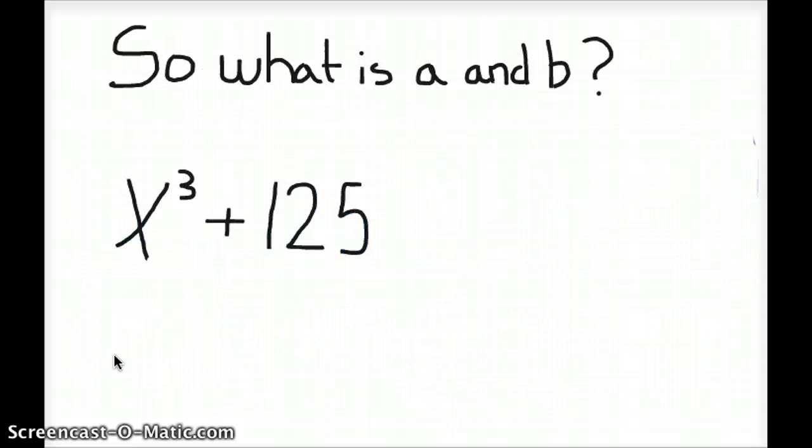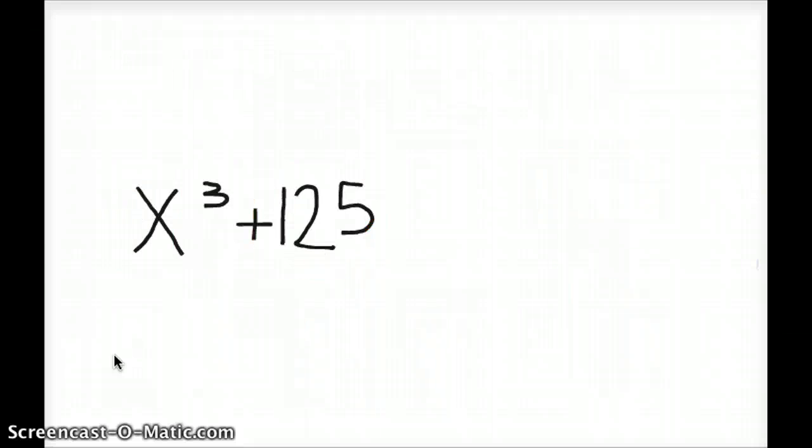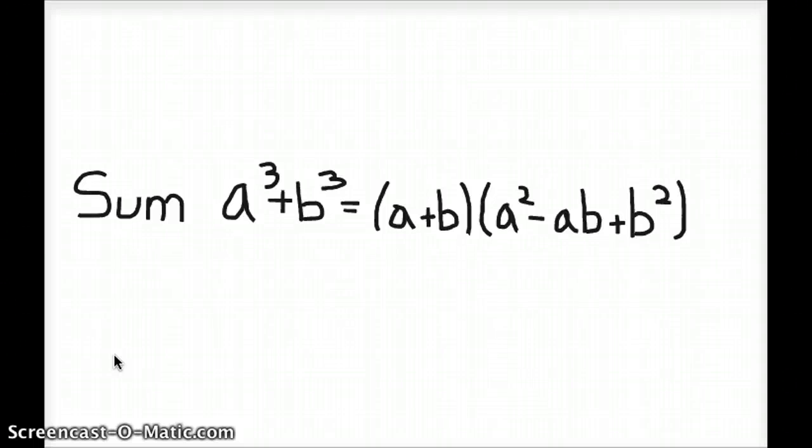So what is a and b? In this equation, a is x, and b is equal to 5 because 125 factors into 5 cubed. To solve x cubed plus 125, you simply have to plug it into the equation.